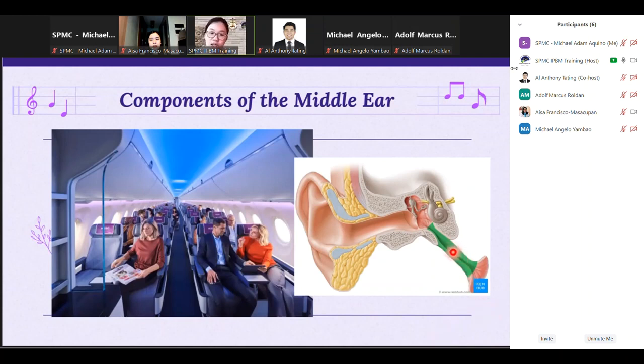So equalization just means opening this part of the eustachian tube para mag-equalize yung air outside and inside the middle ear. You can do this using the Toynbee maneuver or a Valsalva maneuver. Same happens when you are descending, no? Pag palanding na yung plane, the air pressure outside becomes higher than the air pressure inside. So what happens is that your tympanic membrane is pushed in. This also causes pain and can also be alleviated by doing equalization.